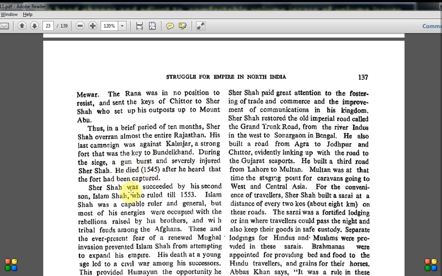But after him, Islam Shah will come. After Sher Shah, Islam Shah will come, who ruled till 1553. And after that, 2 years, a lot of weak rulers will be there. And that is when Humayun will come back.